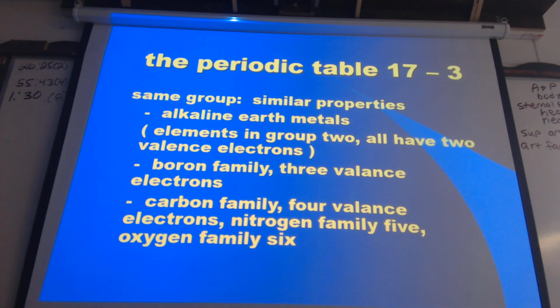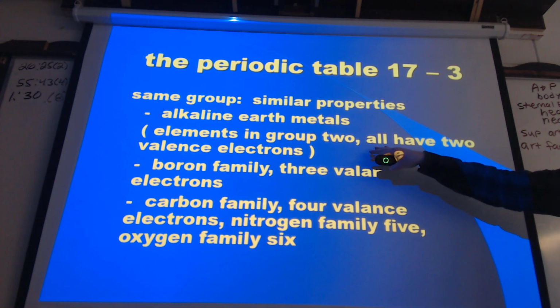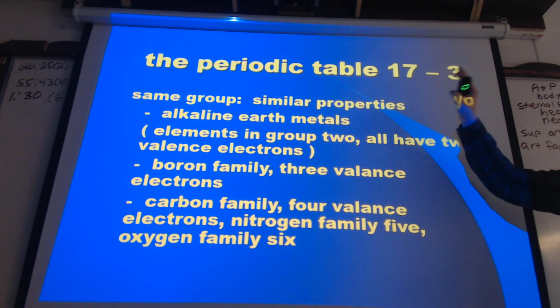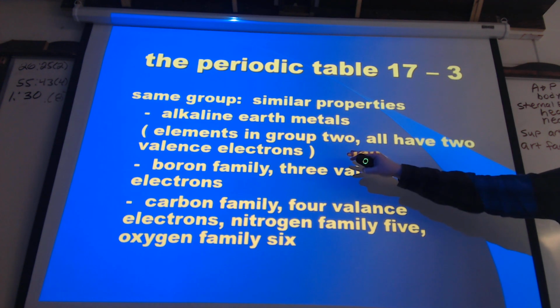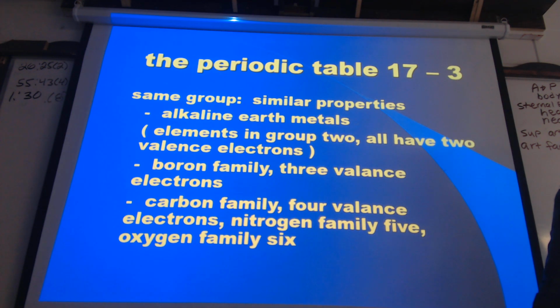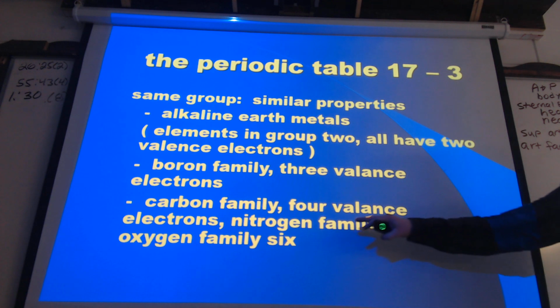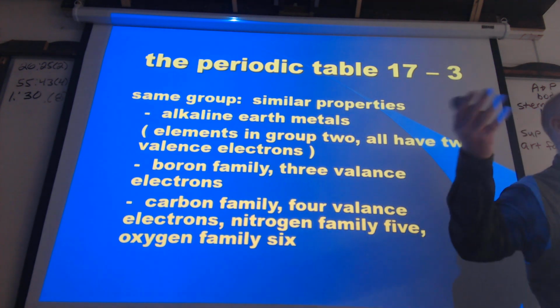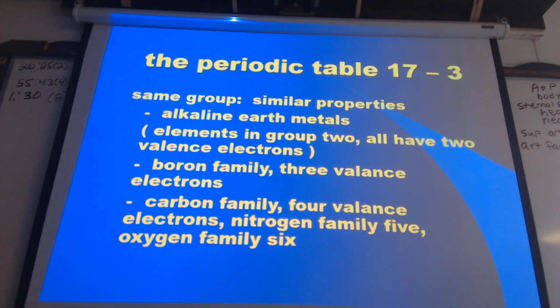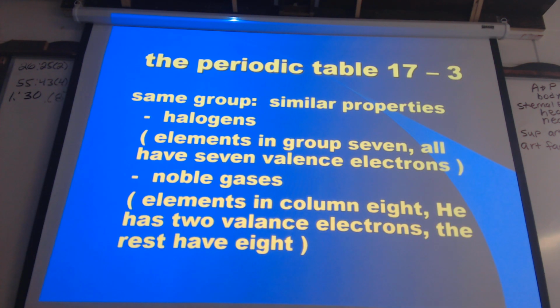Okay, now, elements in group 2 all have 2 valence electrons. Okay? So, boron family, what column is that in? Third column. Carbon family. Do we see, again, this pattern that arises? Whatever column it falls into, S block and P block, that tells you how many valence electrons there are. Okay? So can someone give me an example of a halogen?